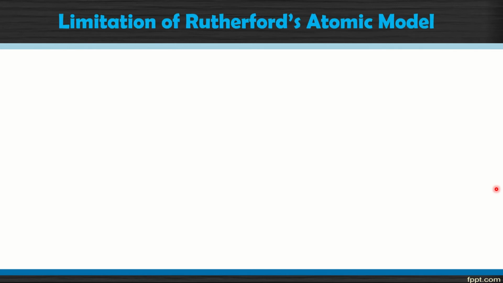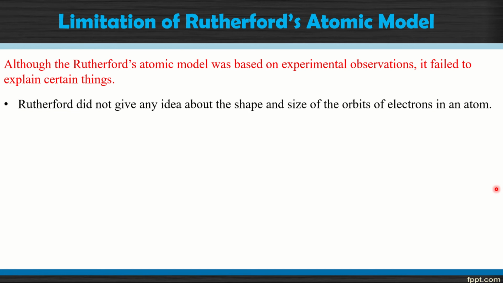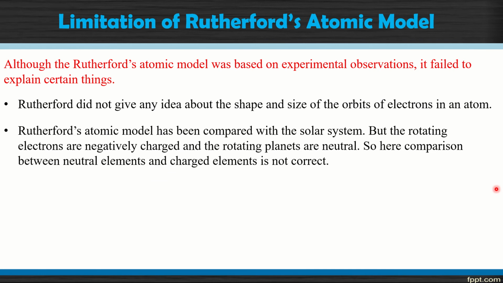But this Rutherford's atomic model has some limitations, and these limitations are: Rutherford did not give any idea about the shape and size of the orbits of electrons in an atom. Rutherford only told that electrons revolve around the nucleus in orbit, but he did not give any idea about the size and shape of this orbit.